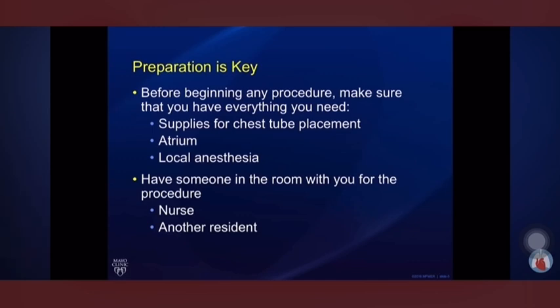Preparation is key. Before beginning any procedure, make sure that you have everything that you think you're going to be requiring. Supplies for the chest tube placement. Always take an extra stitch. Have your chest tube atrium, and have your local anesthesia with all of it drawn up. Always have someone in the room with you for the procedure. This should always include a nurse, and if you can, another resident.